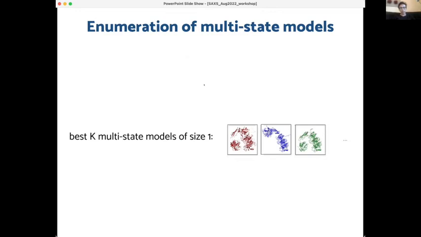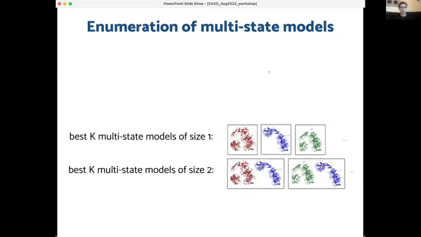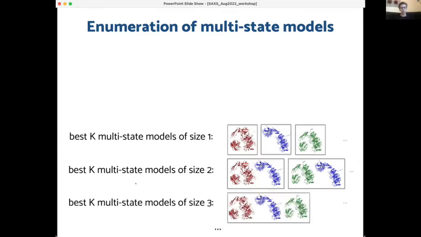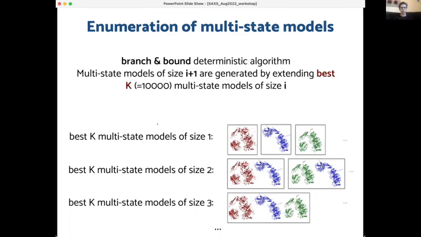Next we select best scoring multi-state models. We start from models of size 1 and we go to models of size 2. We cannot keep all of them because it's quite a lot. If we started with, let's say, 10,000 models of size 1, then size 2 is 10,000 squared. So we will only keep, let's say, the 10,000 best scoring ones based on chi-square fit to data, and we will extend them to multi-state models of size 3. Again, keep the best scoring ones and so on. This approach is called branch and bound: extend and then keep the best scoring ones. And we continue that until chi-square can no longer be improved.